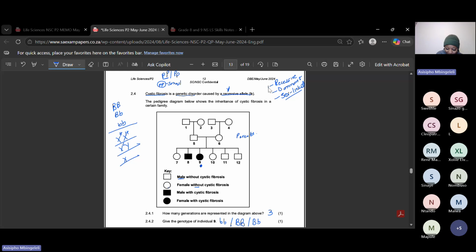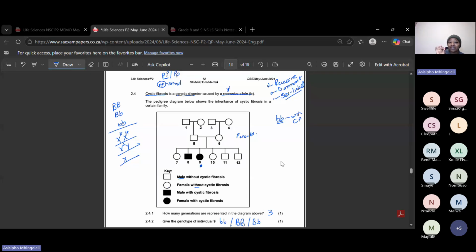This is taking us back to this important information that I highlighted here. So if a condition or disorder is caused by a recessive allele, the individual with this disorder will need to have 2 small letter b's because it is caused by what? By a recessive allele. So this one has the condition. So this is an individual with cystic fibrosis. There's no such abbreviation. I'm just writing it there because I don't have space.